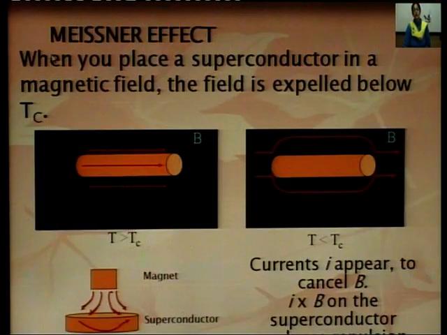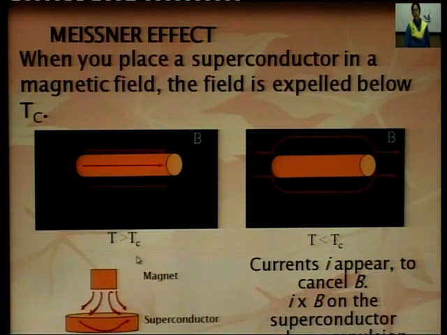Now related to superconductivity is a very important effect called Meissner effect. Now let's see what is this Meissner effect. When you place a superconductor, को किसी material को magnetic field में रखोगे, the field is expelled below TC. मतलब temperature अगर critical temperature से कम हो जाए तो जो field है, this will be repelled, this will be expelled. So just see here in this diagram, T is greater than TC.